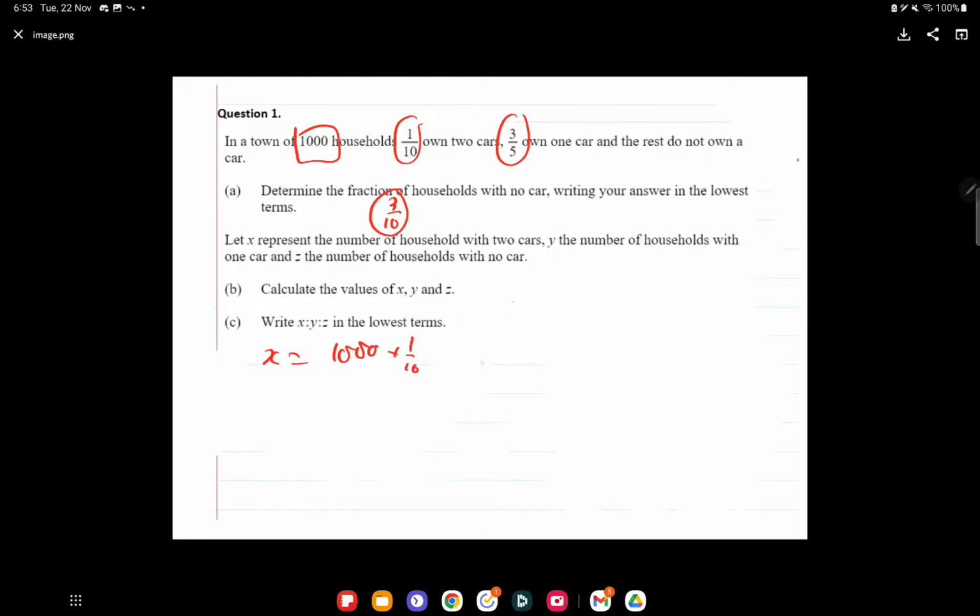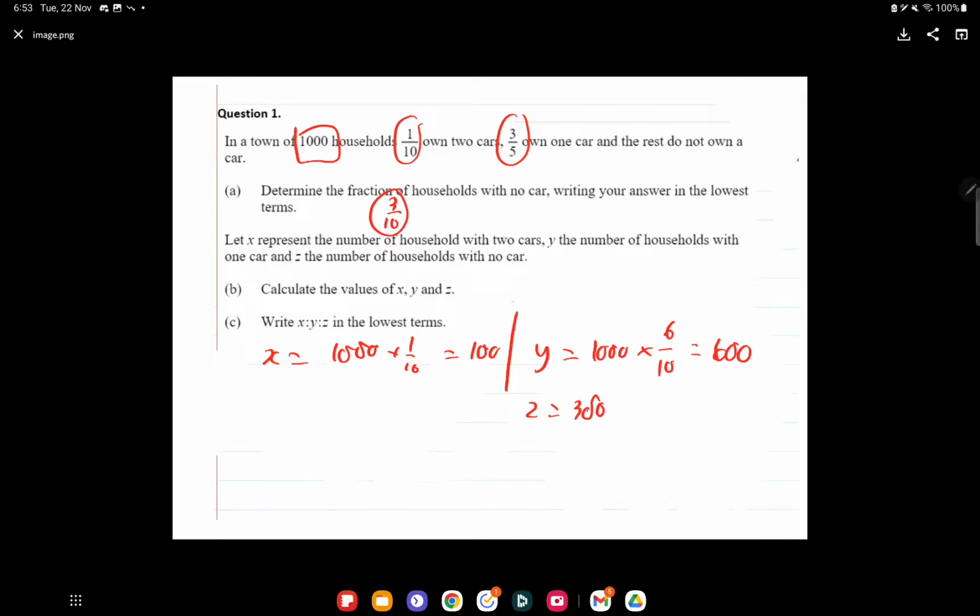Okay. And the other one's the same, right? And that would just be 100. Then Y would be the number of households with 1 car, so that's just 3/5. Once again, it's a fraction of 1,000, right? And we did that, 6 over 10, which is just 600. All right? And the fraction with no car is 3 over 10, so Z would just be 300.